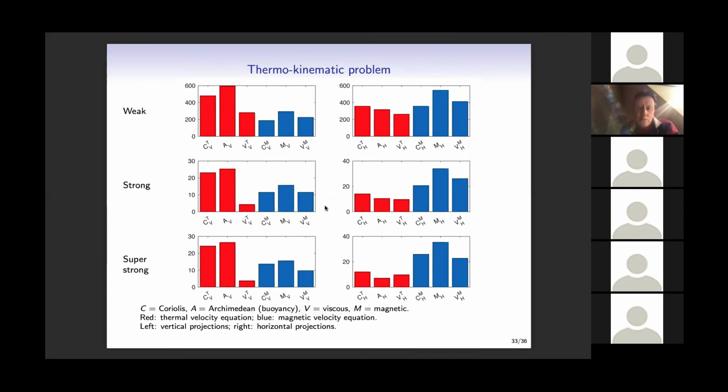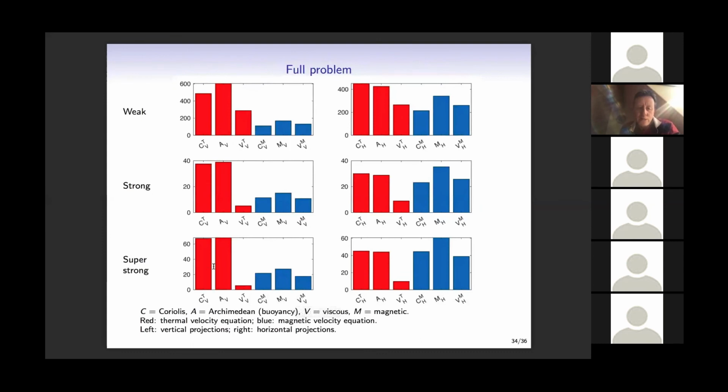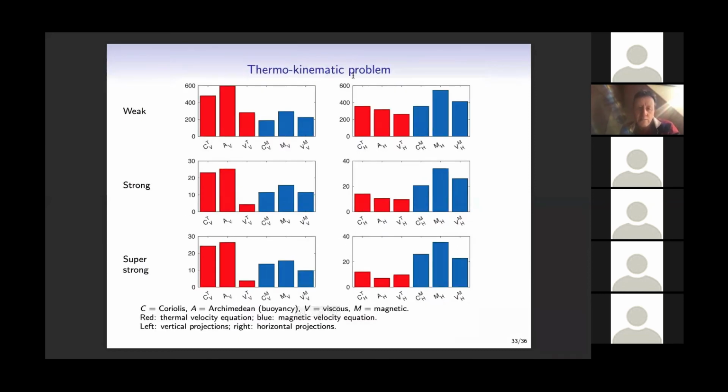Let me just say one thing about the artificial problem that I introduced, the thermokinematic problem. How does that really change compared to the full problem? This is the full problem where we had this balance. The main thing to notice is that these are exact same parameter values for the full problem and the kinematic problem. You can see that the thermal velocity is way weaker. Why is that? This does tell us something about how dynamos saturate.